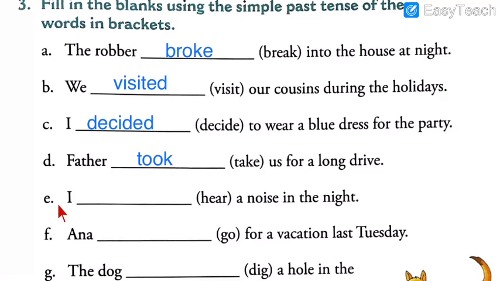Okay. Question E. I dashed a noise in the night. Now the verb is hear. What is the past form of the verb hear? The past form is heard. I heard a noise in the night. Often it happens you hear a noise and you get frightened at night. Nothing to worry about. This is just a statement. I heard. So hear will become heard.